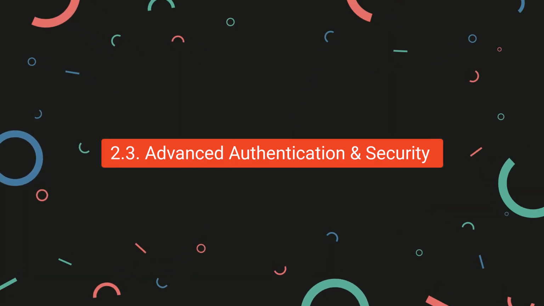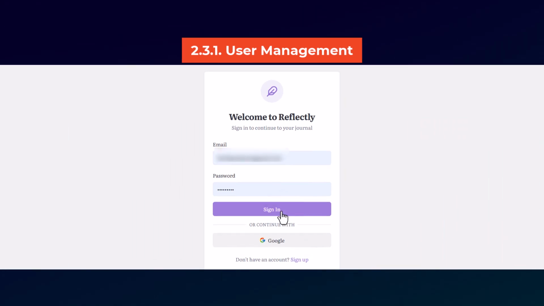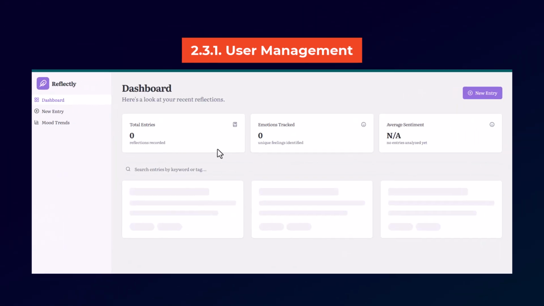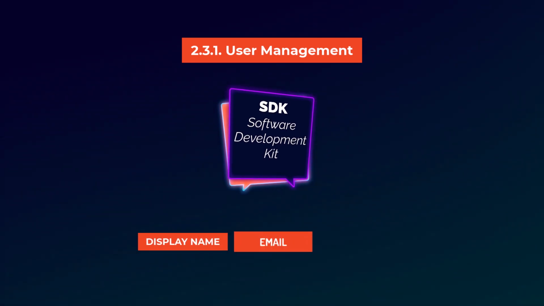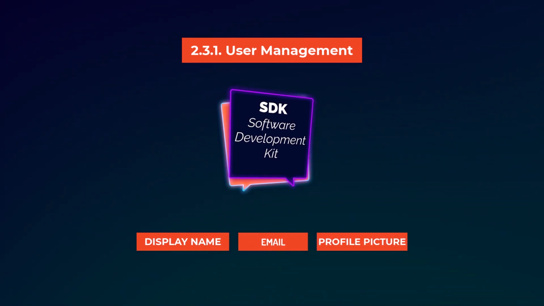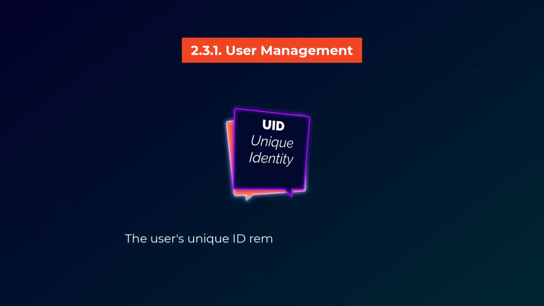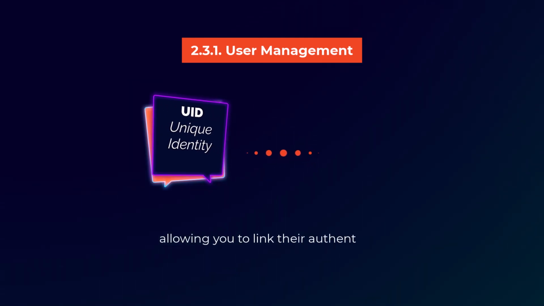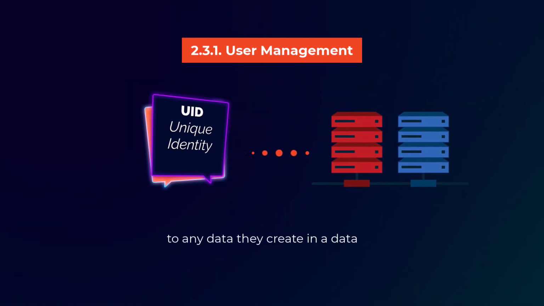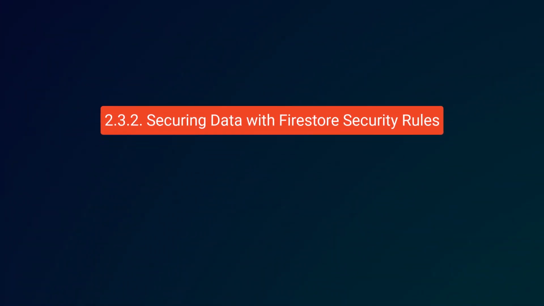Advanced authentication and security. User management. Once authenticated, a user's profile can be managed directly through the Firebase SDK. You can update a user's display name, email, or profile picture. Developers can also allow users to securely delete their own accounts. The user's unique ID remains the primary identifier, allowing you to link their authentication status to any data they create in a database.